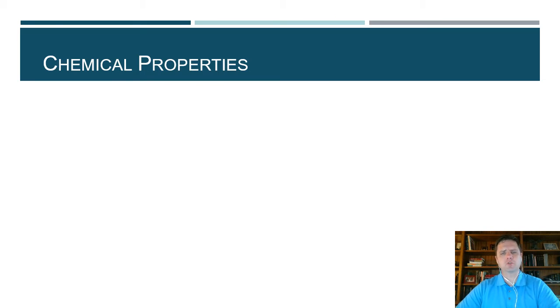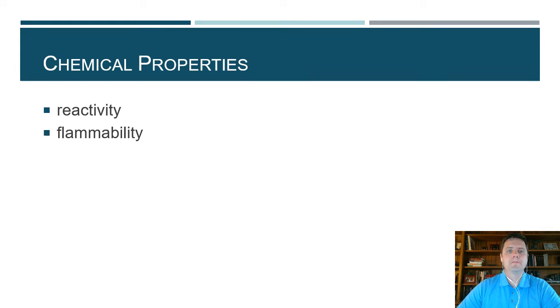Now, as far as chemical properties, there's really three main categories. There is reactivity, which is how this substance behaves in the presence of another substance. There is flammability, which has to do with the substance's ability to burn in the presence of oxygen. And then there is toxicity, which is how the substance behaves within the human body or within living organisms. So usually those three chemical properties are the ones that we talk about: reactivity, flammability, and toxicity.